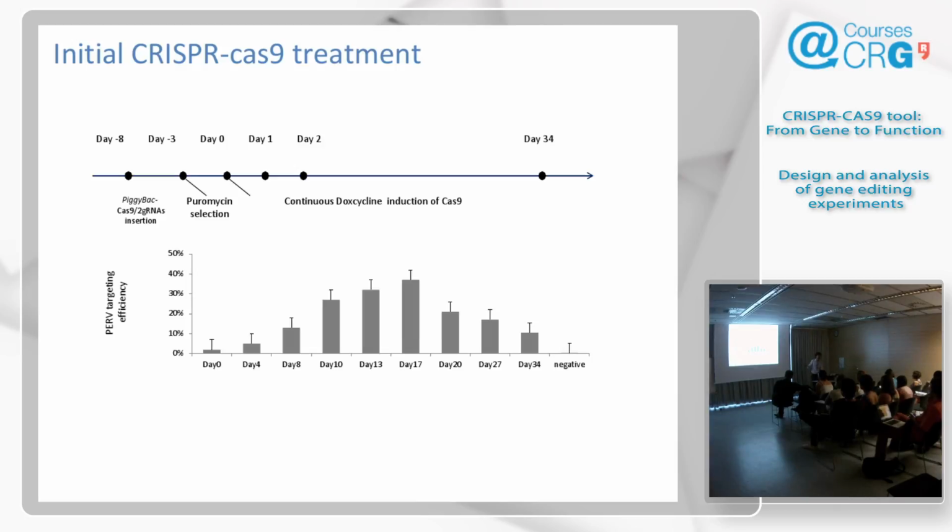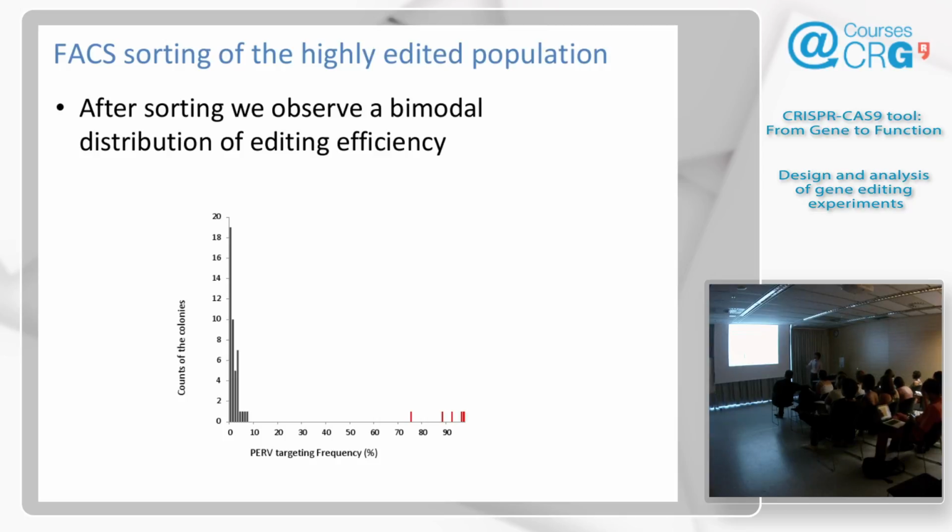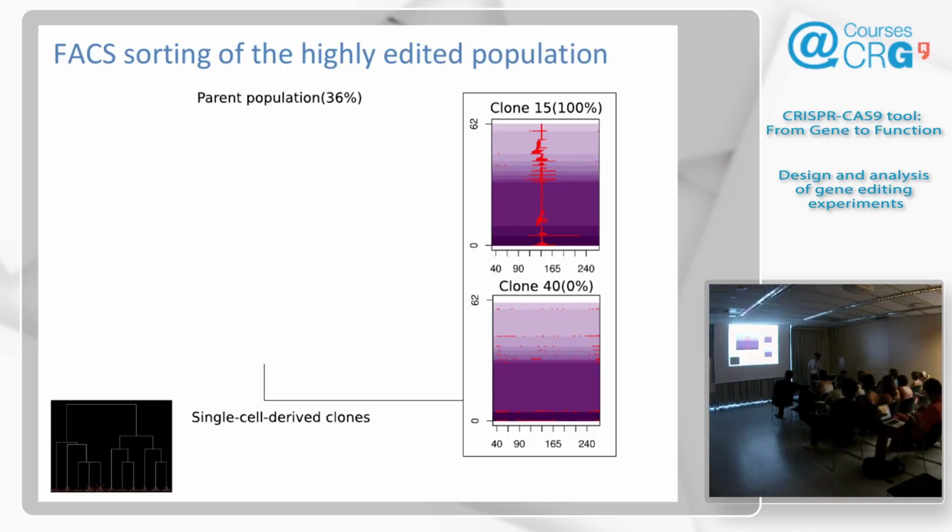This is a population of cells, so we have cells that are edited and cells that are not edited. We used a tool that is very efficient to help enhance the efficiency, which is FACS. So we used FACS to sort single clones. And then we realized that most of the clones had no editing, and a few of the clones had very, very high editing.